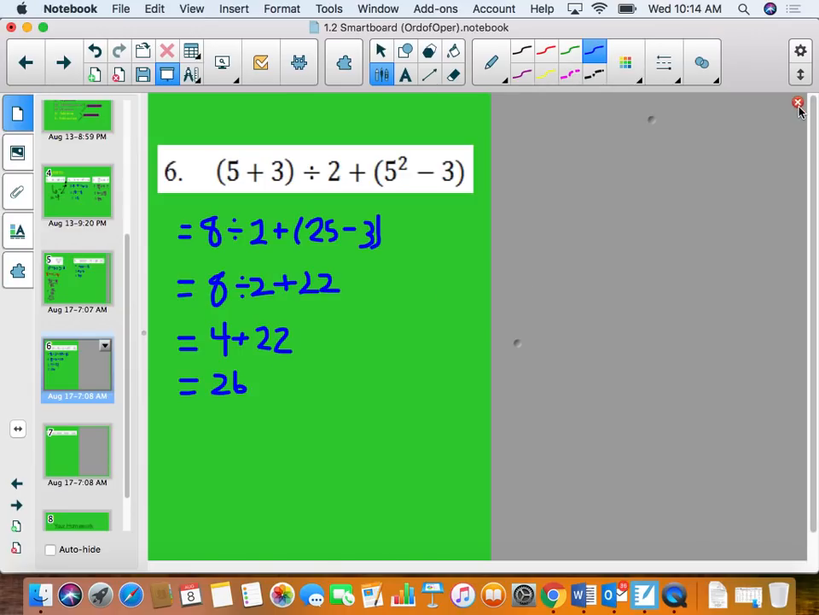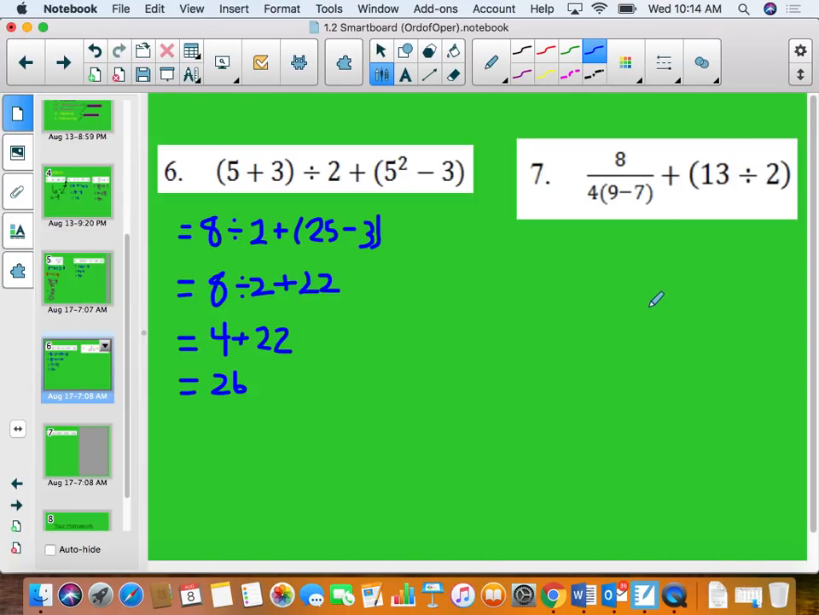Moving on to example number 7. In question number 7, we're going to start at the top of the list again. So we look for parentheses. We have 2 different sets of parentheses. So here's my first set. I see that I have 9 minus 7, which is going to give me 2. So I end up with 8 over 4 times 2.